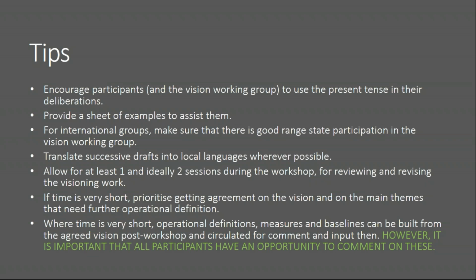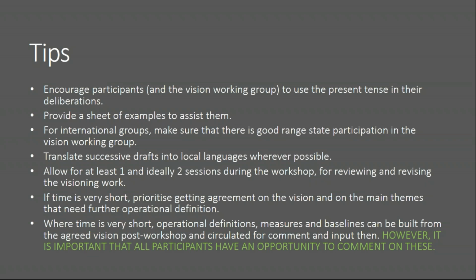Along the same lines, make sure that successive drafts of the vision and any other operational definitions that are reviewed are translated into the local languages. It does take a bit longer, but I think we should always work very hard to make sure that people have an opportunity to communicate in the language in which they're most comfortable.